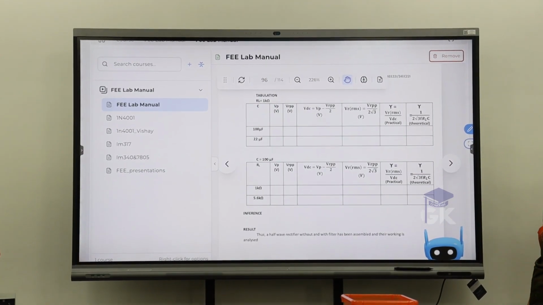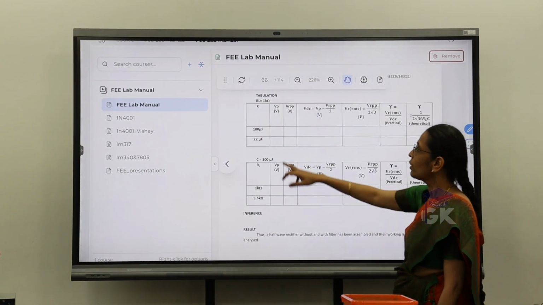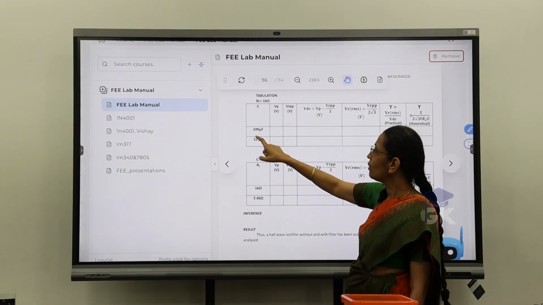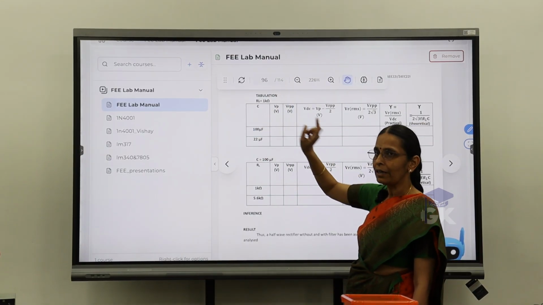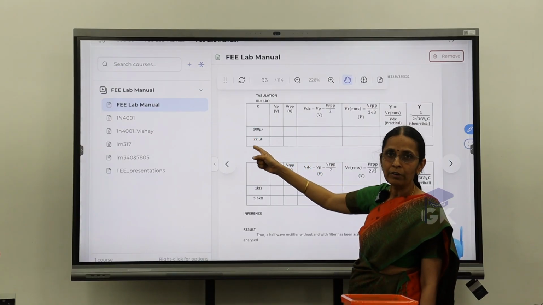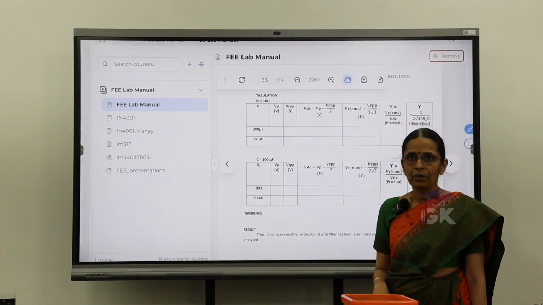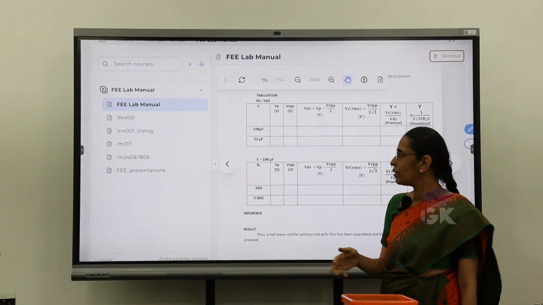So here in the first tabulation, what are we doing? We are keeping RL constant. RL is 1 kilo ohm. And then we are varying the capacitor. Two values I have given, 100 microfarad and 22. You can also try with 470 and all that, 220, 470 and all.